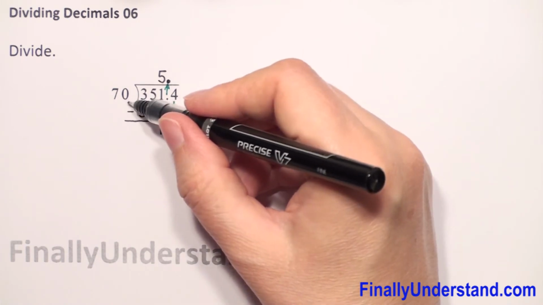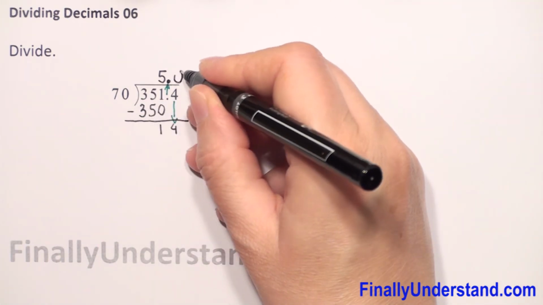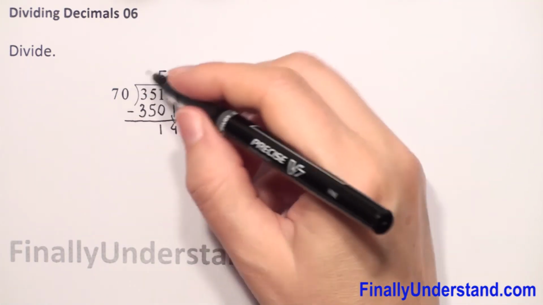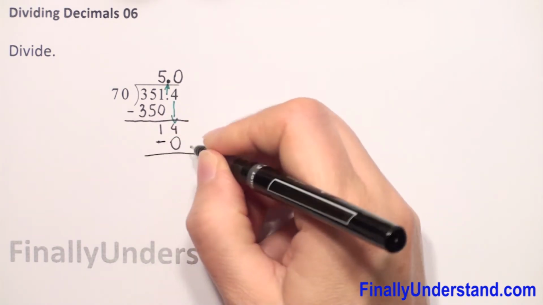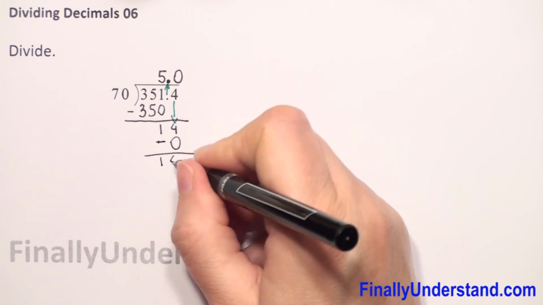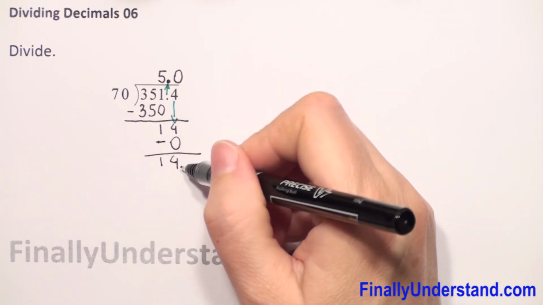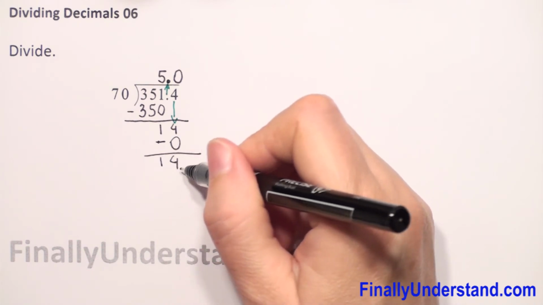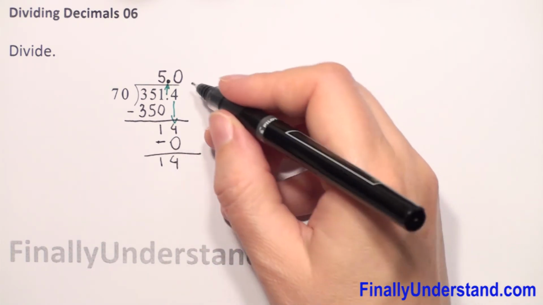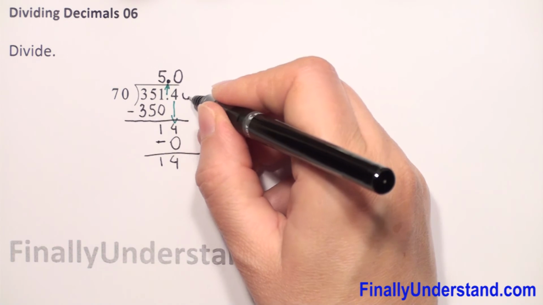14 divided by 70 is 0. We cannot do division. So now we have 0 times 70 is 0. We do subtraction. 14 minus 0 is 14. What next? Because we didn't finish division, our remainder is different than 0. What can we do now? We can always add extra zeros.